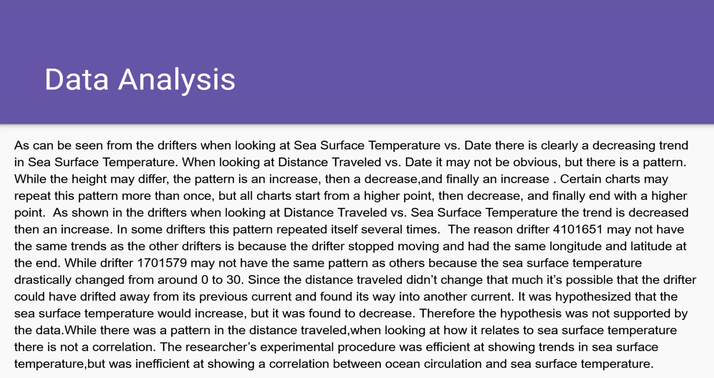As can be seen from the drifters when looking at sea surface temperature versus date, there is clearly a decreasing trend in sea surface temperature. When looking at distance traveled versus date, it may not be obvious, but there is a pattern. While the height may differ, the pattern is an increase, then a decrease, and finally an increase. Certain charts may repeat this pattern more than once, but all charts start from a higher point, then decrease, and finally end with a higher point.